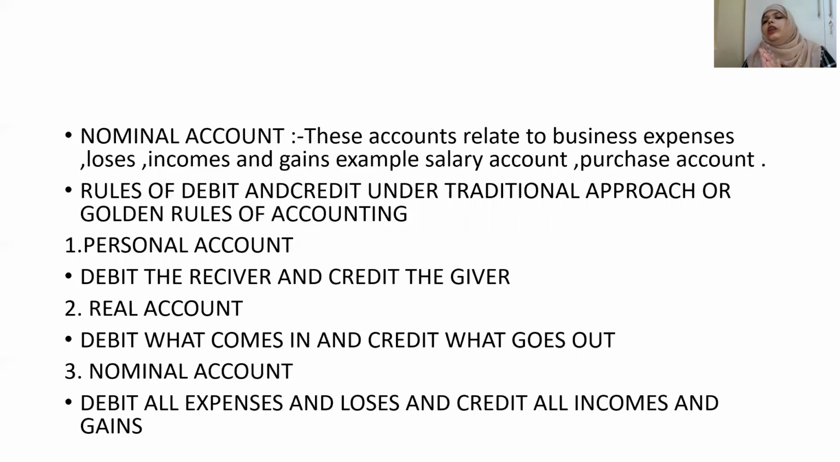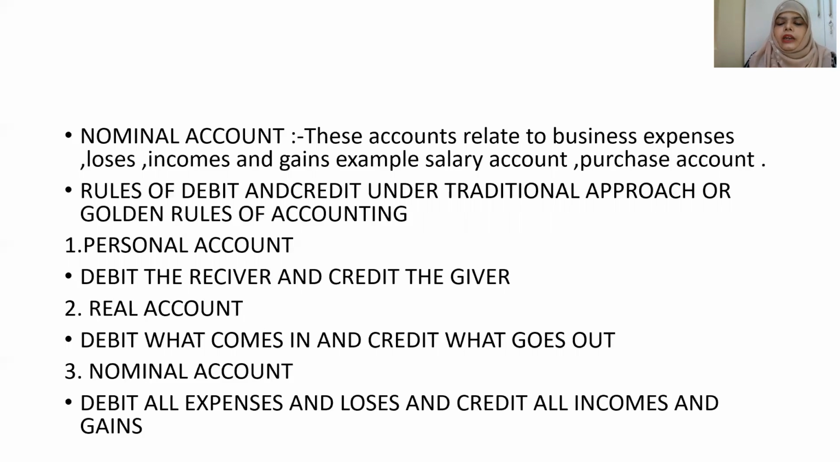So here comes the main part of your accounting. That is the rules of debit and credit under the traditional approach, or the golden rules of accounting. There are three golden rules of accounting according to the accounts we studied earlier: personal account, real account, and nominal account. First thing is personal account.